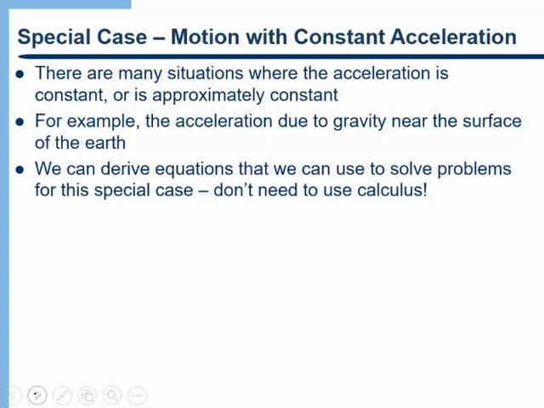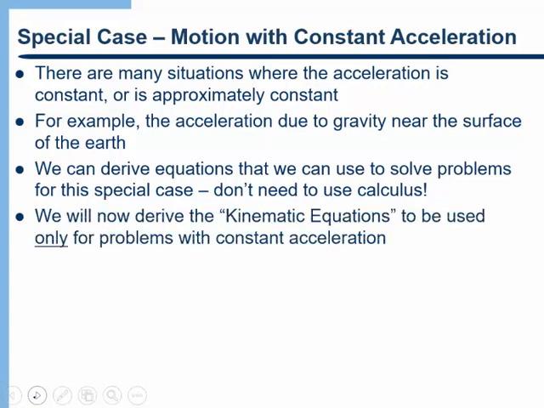But we can also look at other ones. For example, if you're pushing on the accelerator in your car, or you're pushing on the brake pedal in a pretty even way, then we can certainly model that speeding up or slowing down as an example of constant acceleration as well. So what we're going to do is derive what are called the kinematic equations. And one of the nice things about the kinematic equations is once we derive them, we can solve problems without using calculus. So that's the good news. The bad news is that the kinematic equations can only be used for problems where the acceleration is constant.